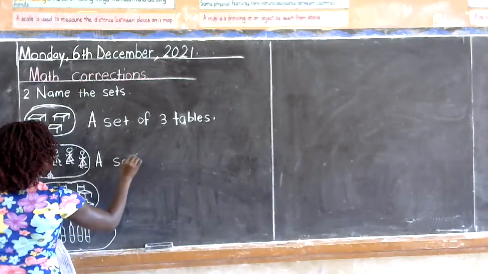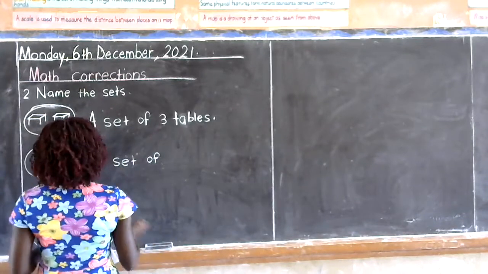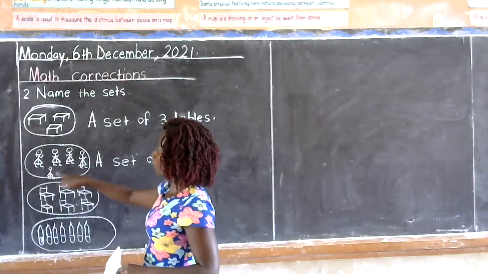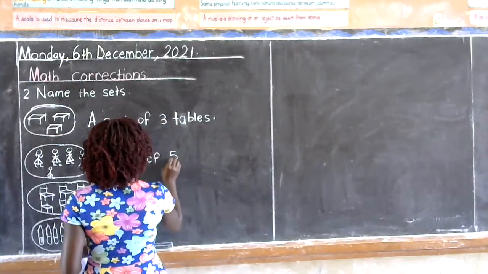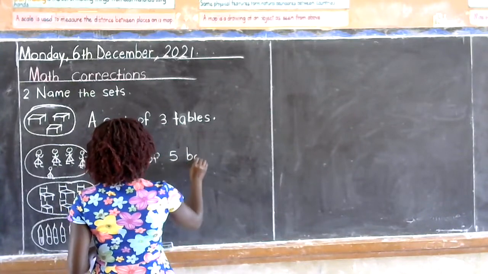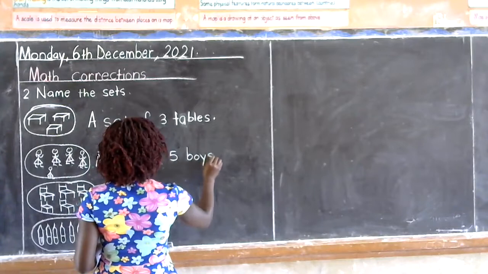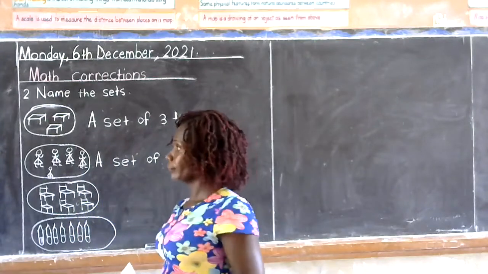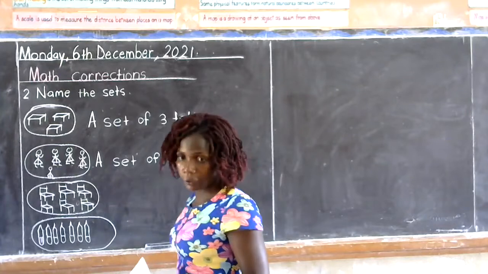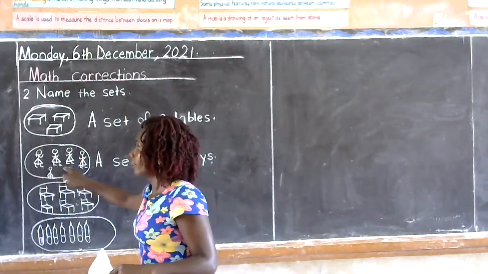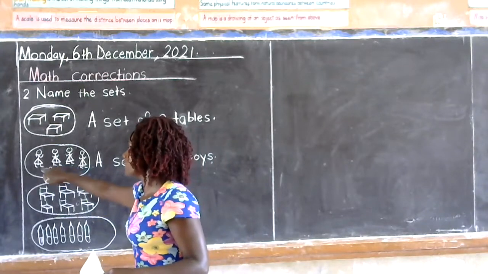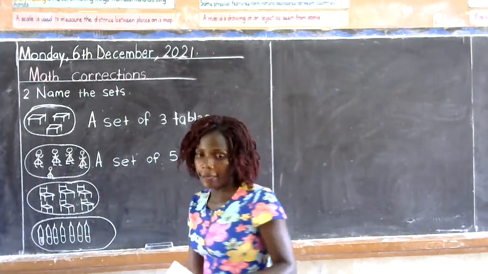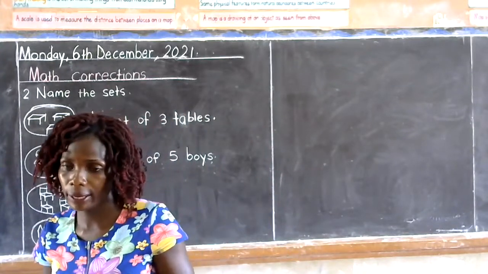A set of, can we count the members in this set? 1, 2, 3, 4, 5. We put 5 boys. Some of you in the exams are not putting the letter S. You are just stopping on the word boy. Here in the set we are seeing 5 boys. So when you are naming a set, make sure that you add the S to mean that they are many. Okay? Good.